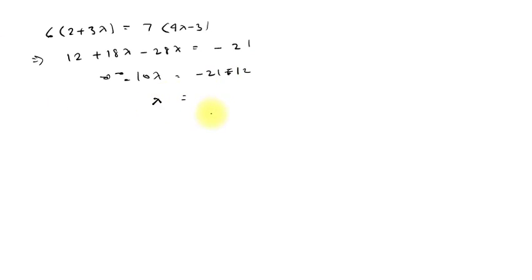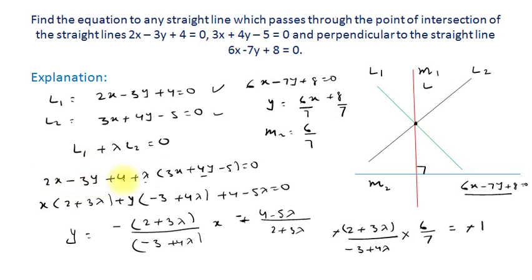So from here we can write lambda is equal to minus 33 over 10, that is, 21 minus 12... So putting this value, lambda is equal to minus 33 over 10, in this equation we get the exact equation of the line, that is line 1. So we have the equation 2x minus 3y plus 4.